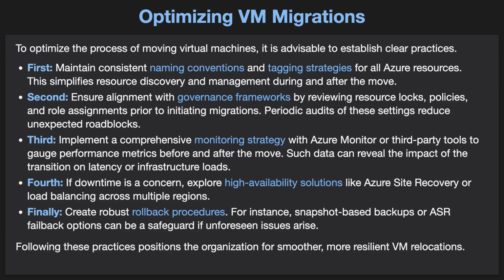Fourth, if downtime is a concern, explore high-availability solutions like Azure Site Recovery or load balancing across multiple regions. Finally, create robust rollback procedures. For instance, snapshot-based backups or ASR failback options can be a safeguard if unforeseen issues arise. Following these practices positions the organization for smoother, more resilient VM relocations.